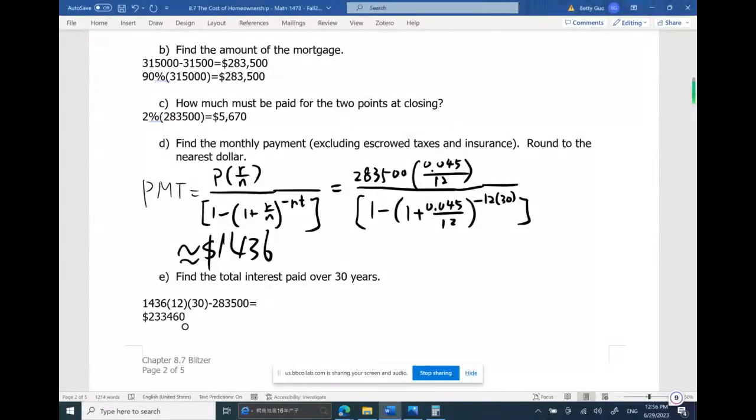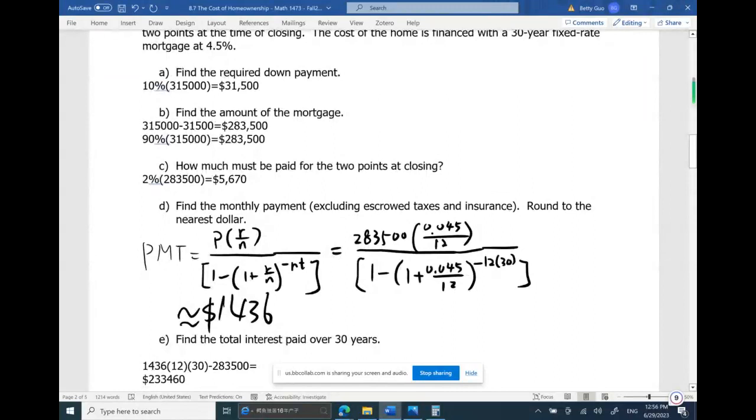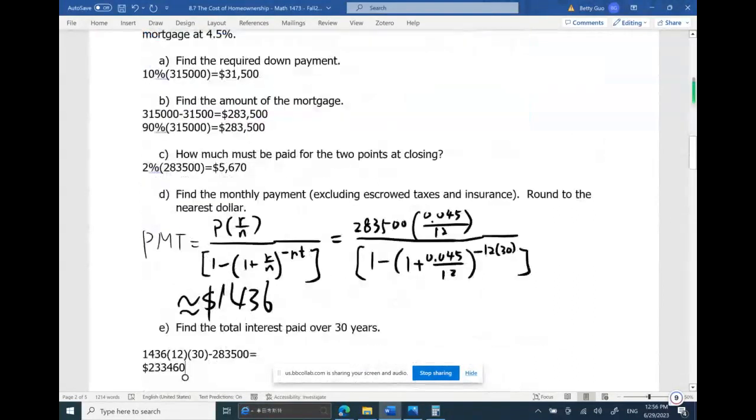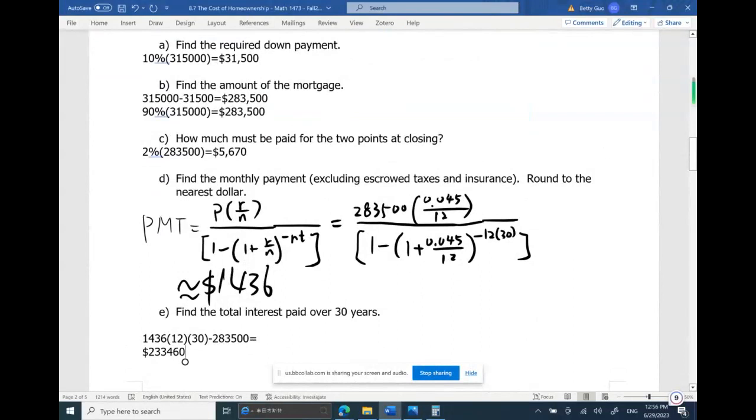Yeah, that's the total interest paid over 30 years. It's very close to the money you owe. Almost double, right? So this is this example. Yeah, we can also use Excel to find the monthly payment, and I'll leave that for you to practice. For the detail, watch my previous video.